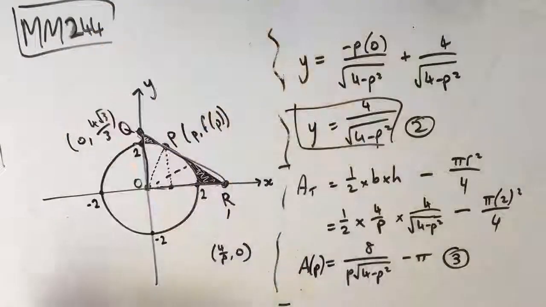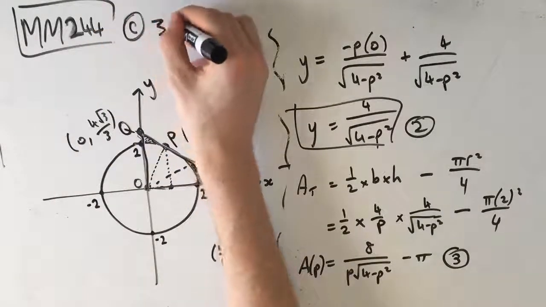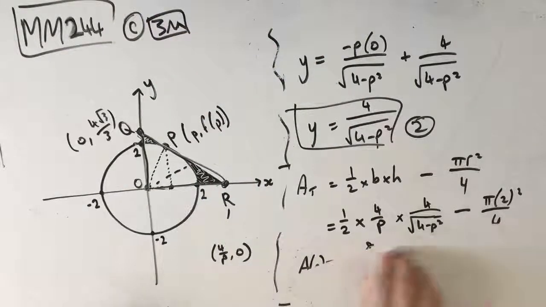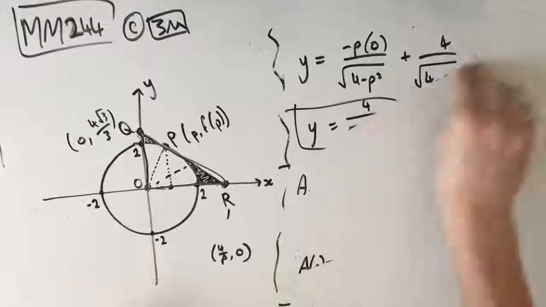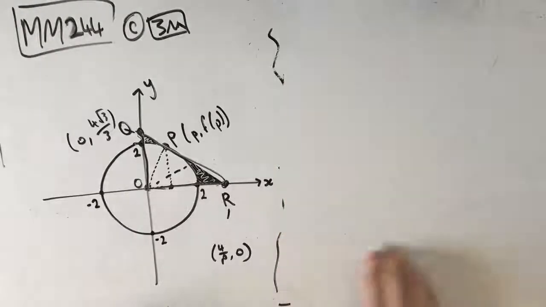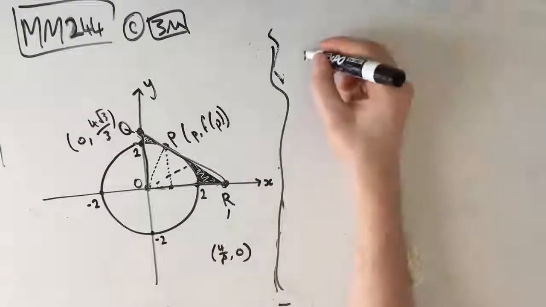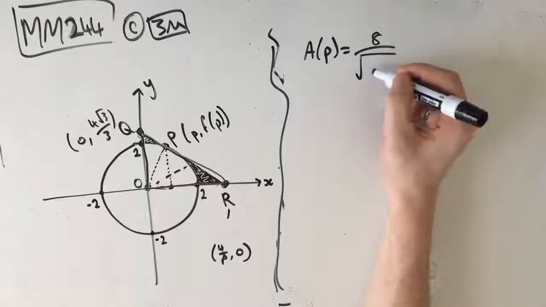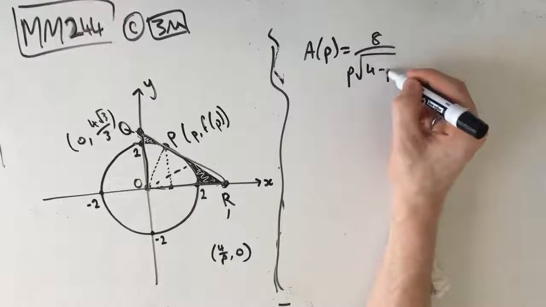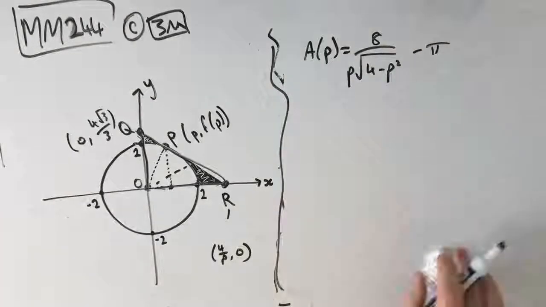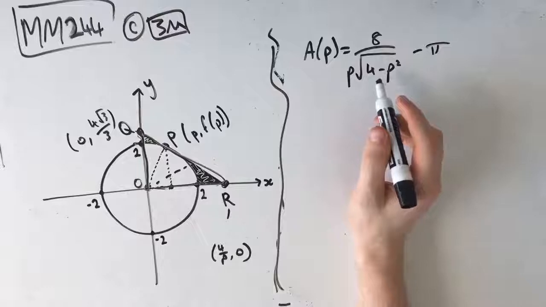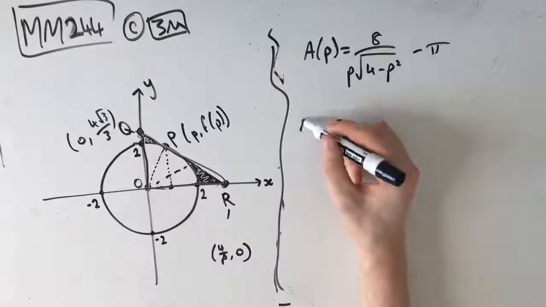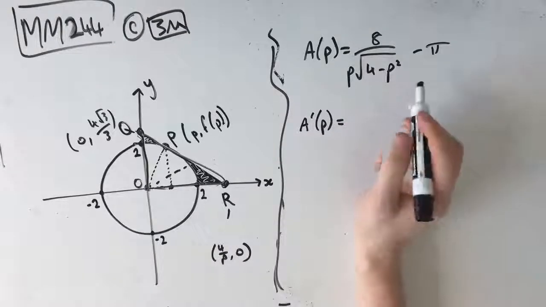Part C is also a 3-mark question and asks us to find the value of p for which A of p is a minimum and state this minimum area. So we know that from our previous question, A of p is equal to 8 over p root 4 take p squared minus pi. Now, our minimum area is going to occur when the derivative of this is equal to 0, where there's a stationary point. So we're going to need to find A dash of p.